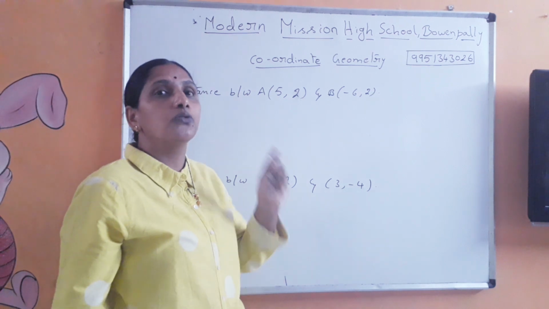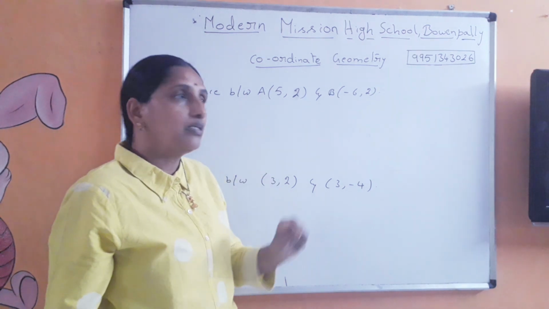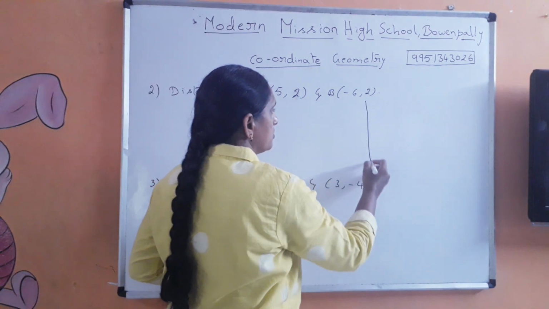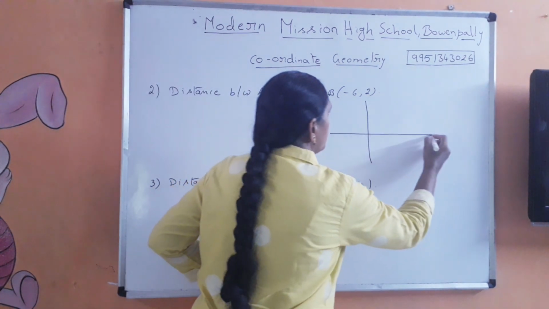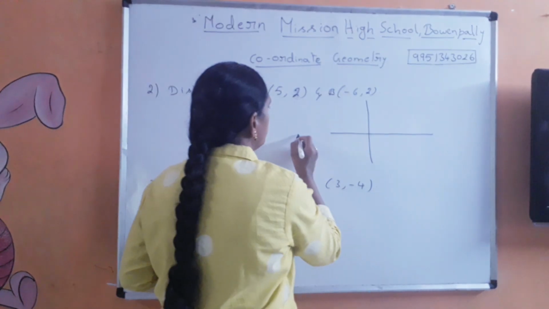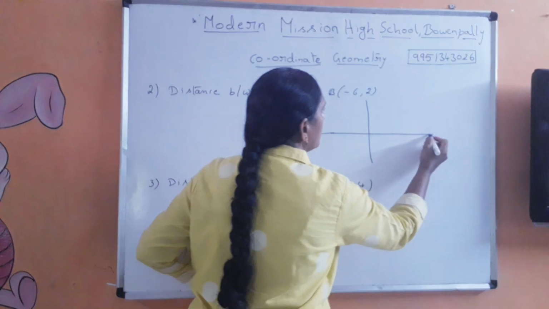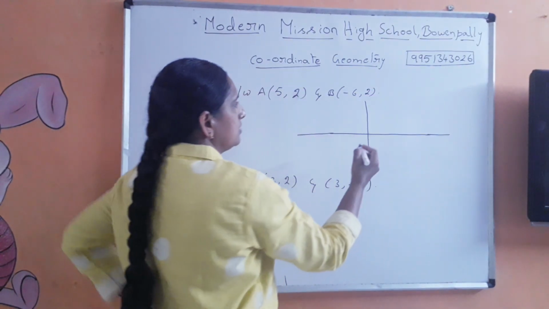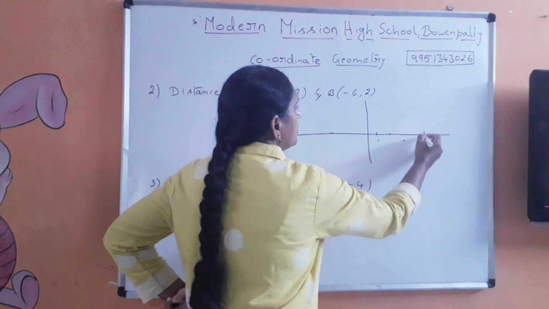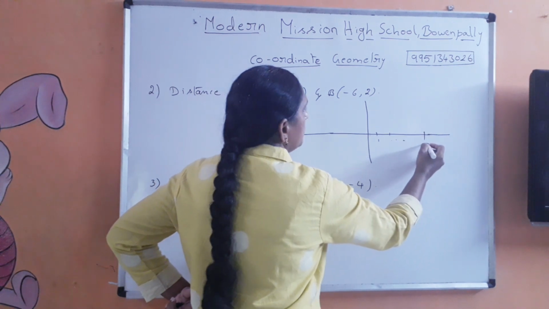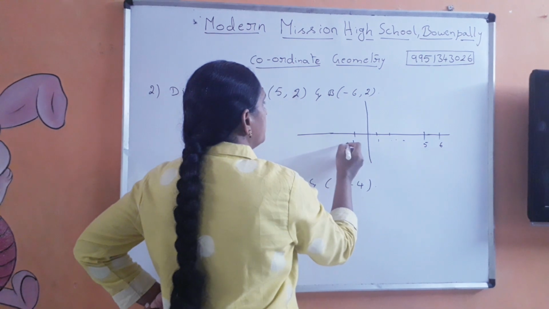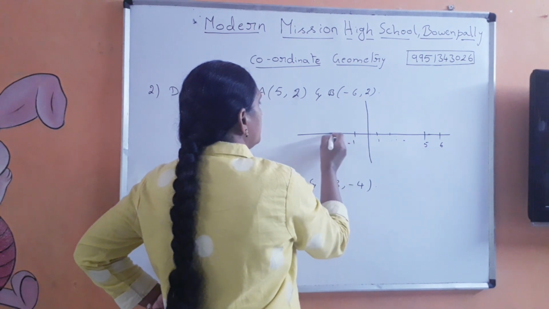And for the children who want some additional explanation, I am giving it here. First plot the points. My points vary between 5 and minus 6. Therefore I need the x-axis to be a little bit longer when compared to the y-axis. So let me take 1, 2, and so on, up to 5 and 6.